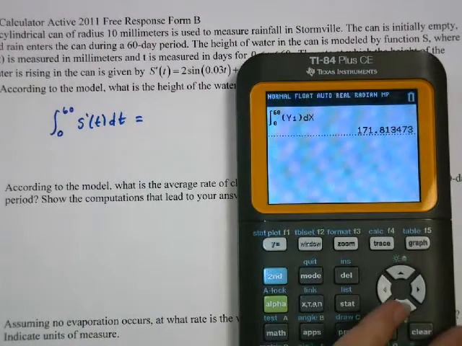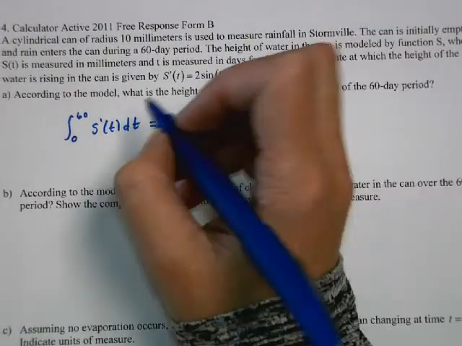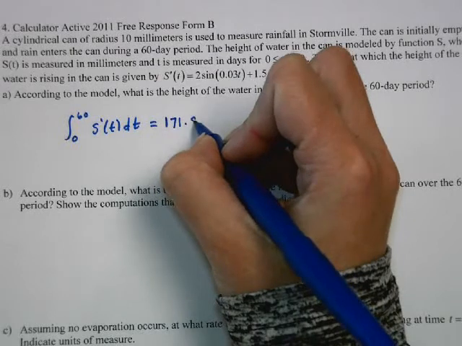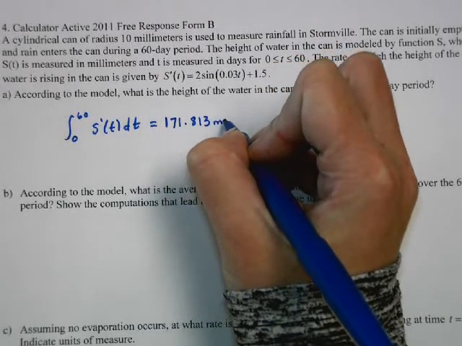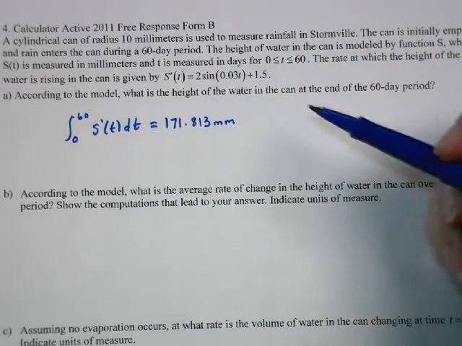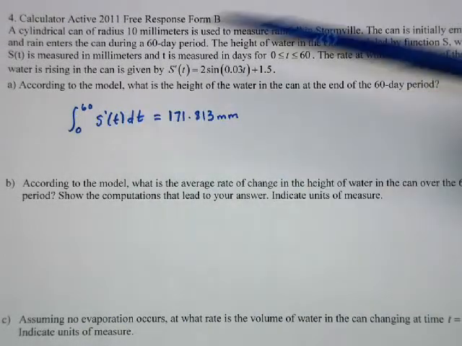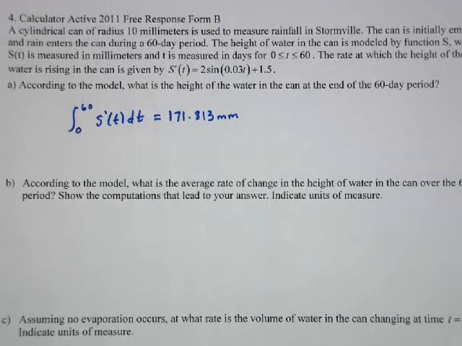Okay, and we get 171.813, rounded to 3 decimal places, always 3 decimals unless asked otherwise in AP, and this is going to be millimeters. So if it's going at this rate, we add up the rate times the time, which in calculus is the integral. According to the model, what is the average rate of change in the height of the water in the can over the 60-day period? Show the computations that lead you to your answer.